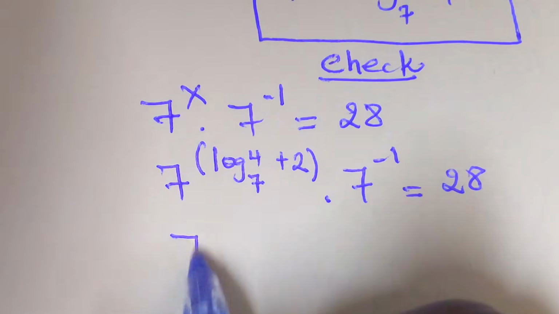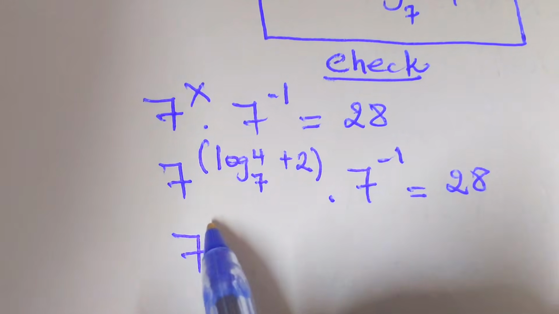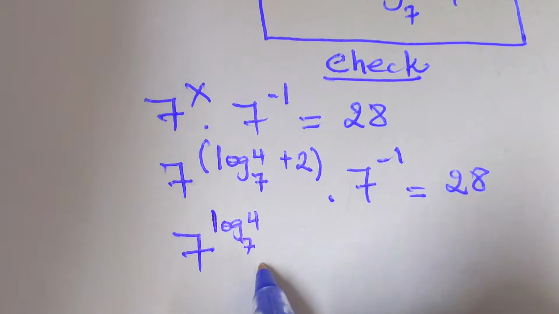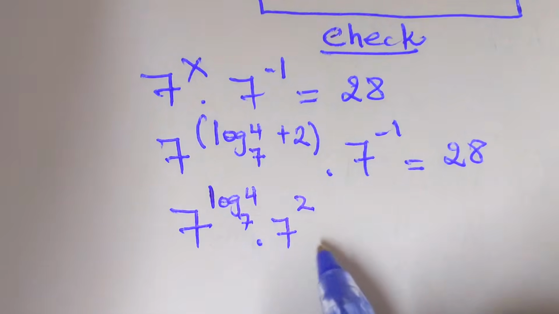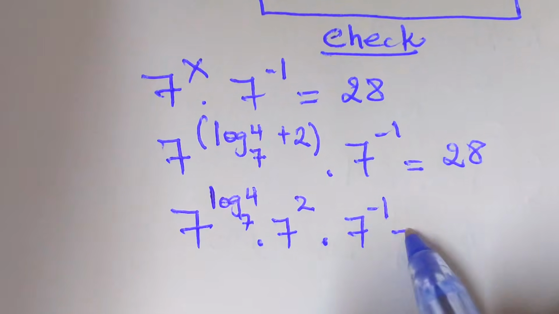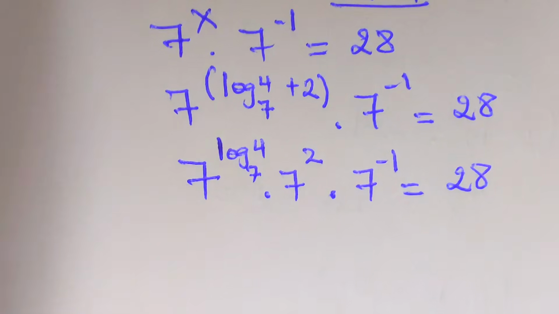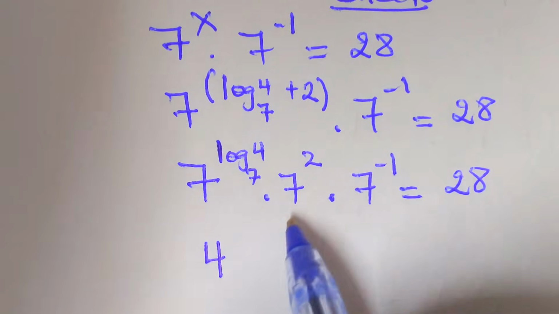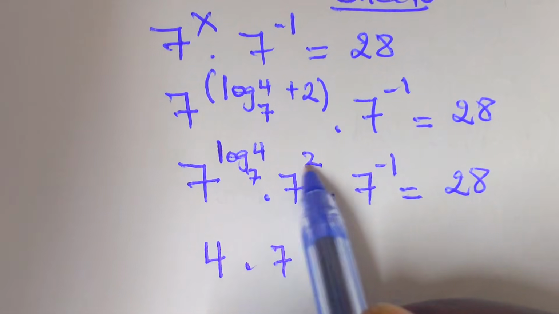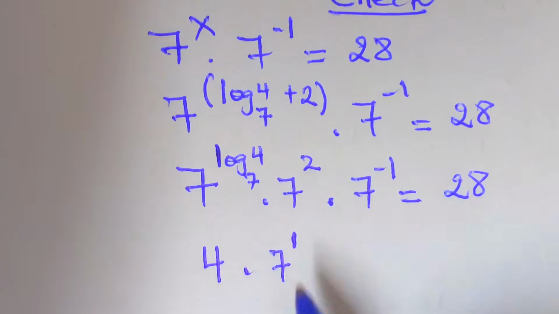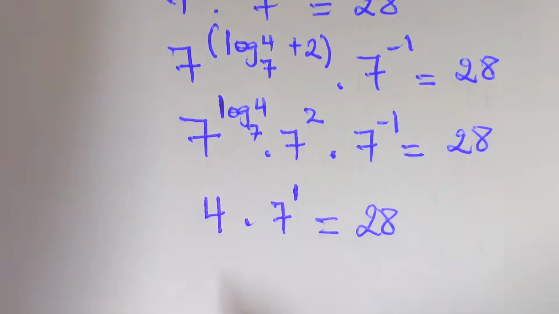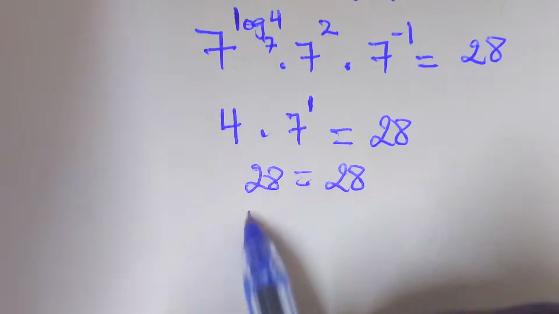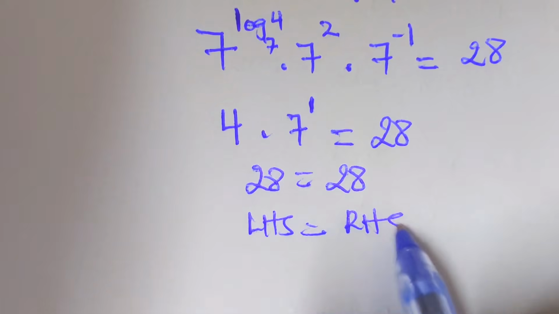And of course here this is 7^(log base 7 of 4) times 7 squared times 7^(-1), which is equal to 28. And of course, because we have the same base, we shall say this is 4, and here times 7. When we are adding the powers, 2 minus 1 gives 7, here will be 28. 4 times 7 equals 28, which equals 28. Left hand side equals right hand side.